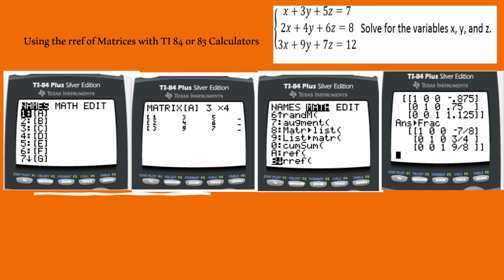That gives me 1, 0, 0, 0, 1, 0, 0, 0, 1, and the last column is negative 7/8, 3/4, and 9/8. So those are the values of x, y, z. x will be negative 7/8, y is 3/4, and z is 9/8. Hence, the solution for this system will be negative 7 by 8, 3 by 4, and 9 by 8.